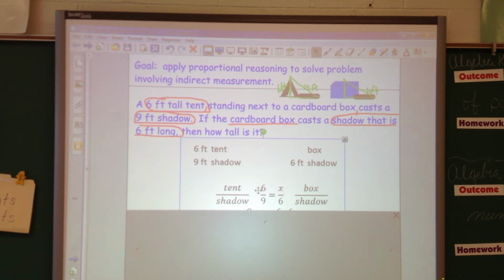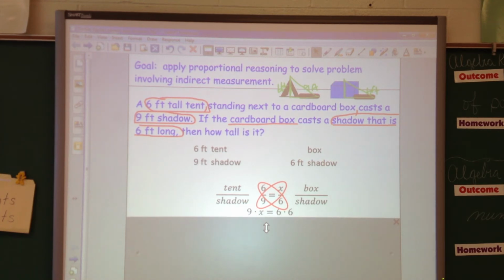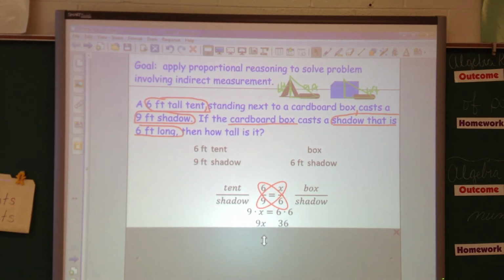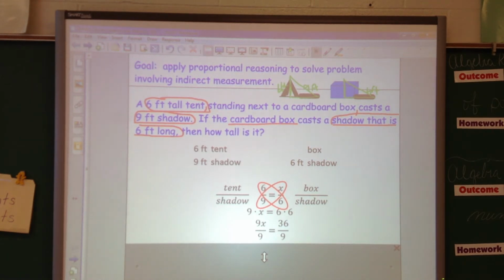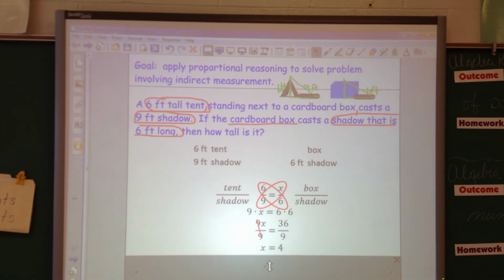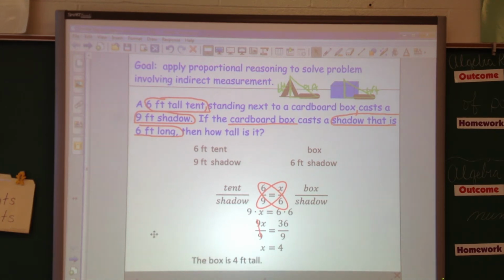Now I'm going to do my extreme times my extreme and my mean times my mean. And I get 9 times x equals 6 times 6. 9 times x is 9x. 6 times 6 is 36. I'm going to divide both of those by 9. 9 divided by 9 is 1, so I'm left with 1x equals 4. But remember, the question wants to know how tall the cardboard box is. So in my sentence, the box is 4 feet tall. If you need to, pause the video to get this down.